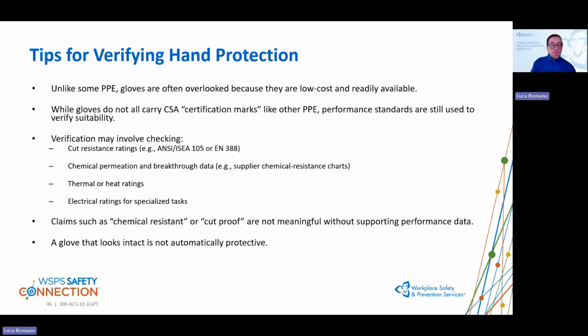Thermal or heat ratings might be important too in some situations, and obviously you would want to make sure that they're rated against appropriate standards related to that, similar to what we've been talking about, electrical ratings as well in some cases. If there are claims being made that are independent of supporting performance data or documentation, then we should never automatically assume that glove is protective just based on looking at it and it being intact.